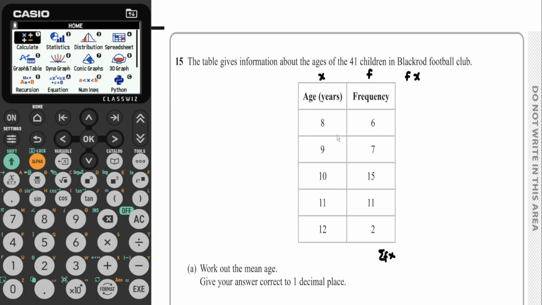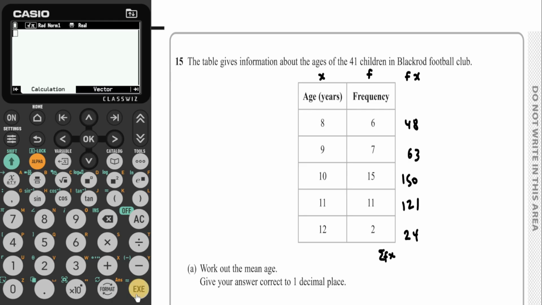So 8 times by 6 is 48. 9 times 7 is 63, 10 times 15 is 150, 11 times 11 is 121, 12 times by 2 is 24. So let's add all these together. We've got 48 plus 63 plus 150 plus 121 plus 24. It turns out we get 406.